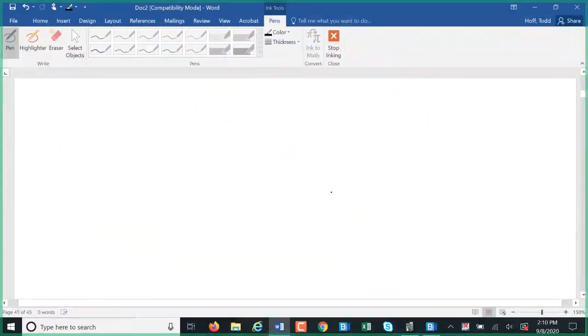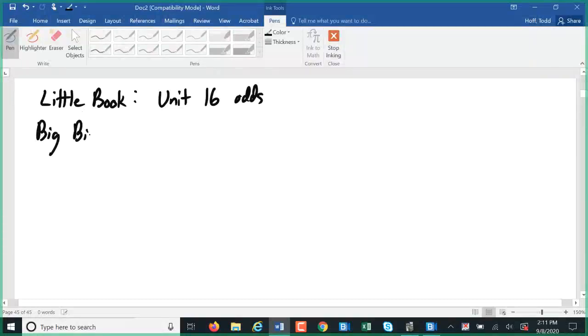We do have a little bit more homework here today, a little bit larger homework. Two sections. Both of them for everybody out of the little book. It's Unit 16, the odds. This is on percents. And also for everybody out of the big book. Only one big book.